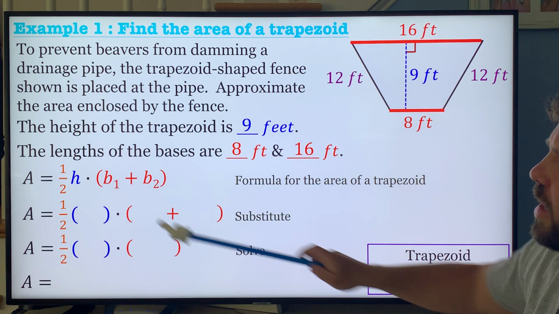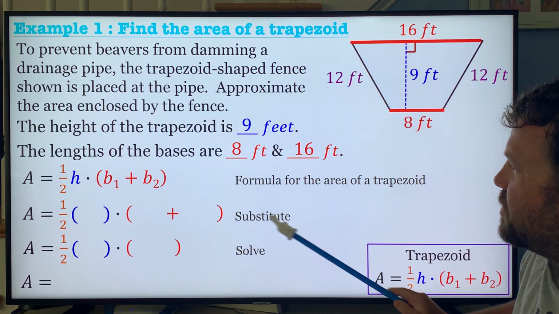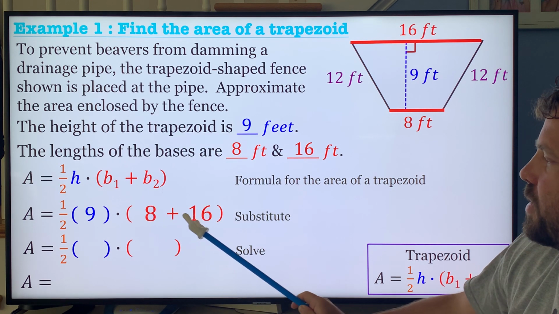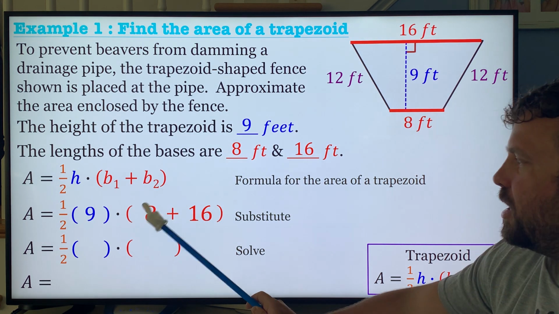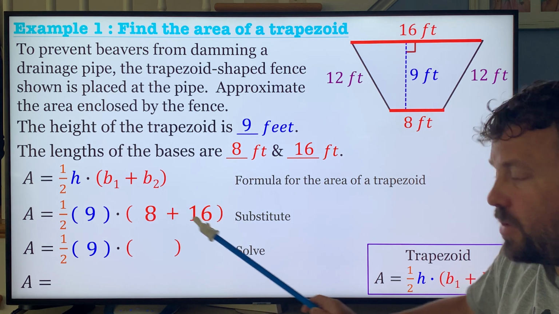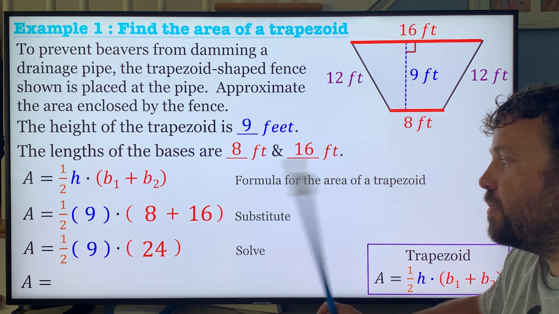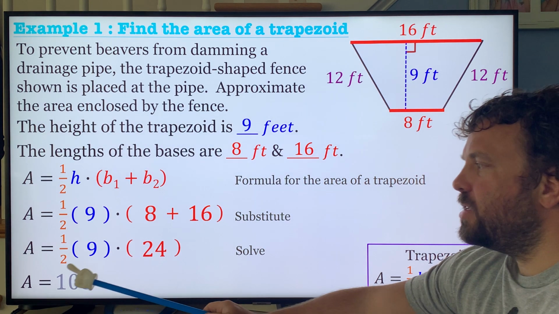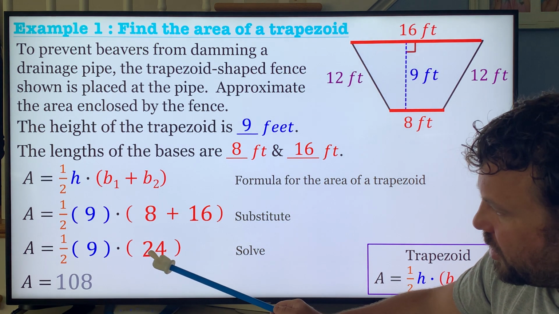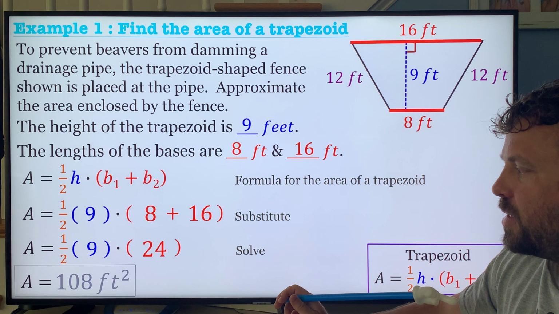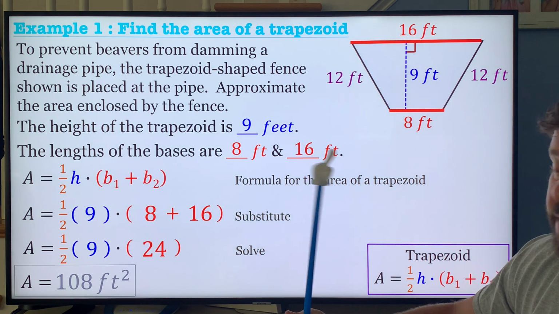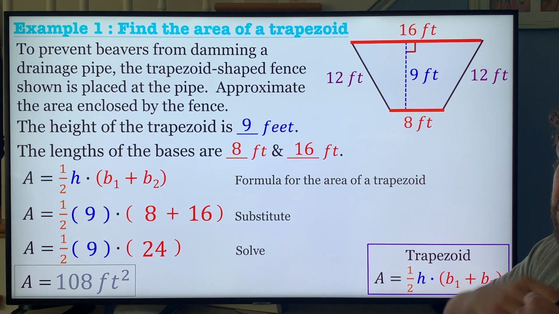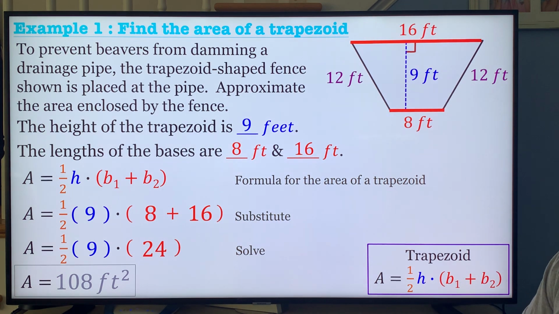So, you're going to have the formula. You substitute in 1/2 of 9, which is your height, times 8 plus 16, your two bases. 8 plus 16 is 24. So, half of 24 is 12. 12 times 9 is 108. Do not distribute the 1/2 to both of these, okay? And that's your answer, 108 square feet. All right, remember areas, square units. Got it? Let's move on.